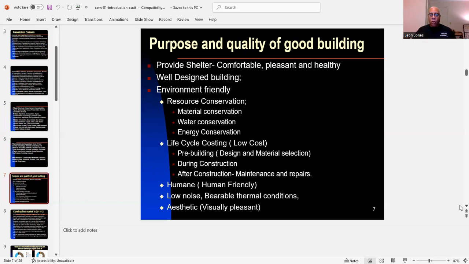We want low noise. We want bearable thermal conditions. And of course, if you're an architect or even if you're an engineer, you want a building that is aesthetically pleasing. Now, why is that? Well, you look at some infrastructure around the world, like the Eiffel Tower, the New World Trade Center, the Freedom Tower, the Sears Tower in Chicago, the Big Ben over in England.